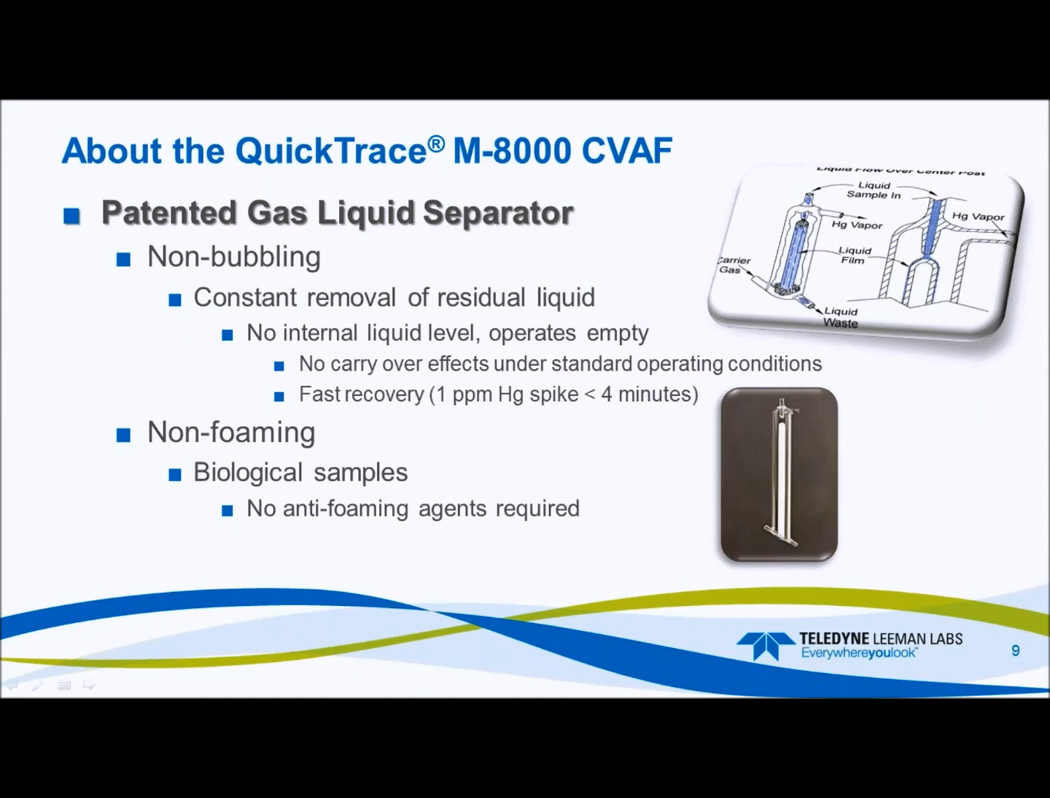It's non-bubbling. If any of you are actual users out there, when you're running the system, it looks like there's nothing happening in the gas-liquid separator. You might be able to see a little bit of waste at the port for the waste removal, but it basically runs empty. Then there's no carryover and fast recovery. A 1 ppm spike gets us back down to baseline in less than 4 minutes, and that's in non-gold trap mode, not in gold trap mode. If we loaded a 1 ppm on the gold trap, we'd have to do some gold trap cleaning.